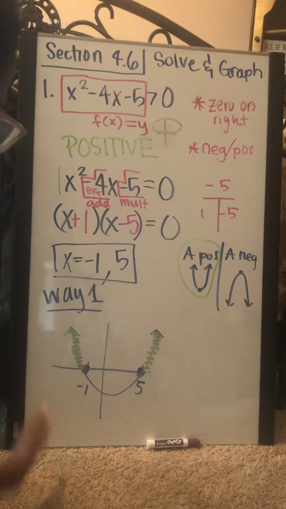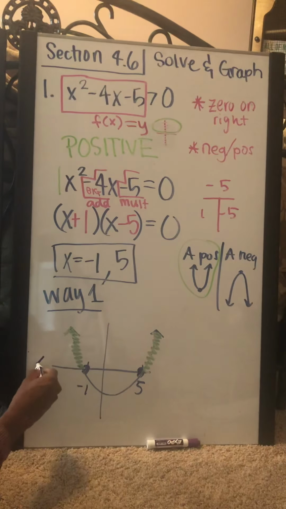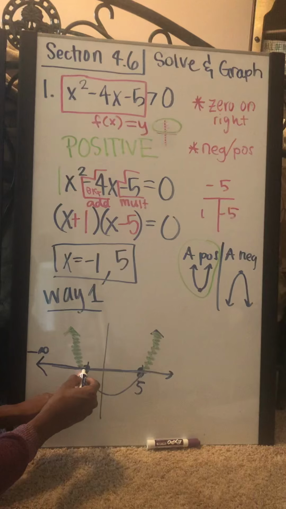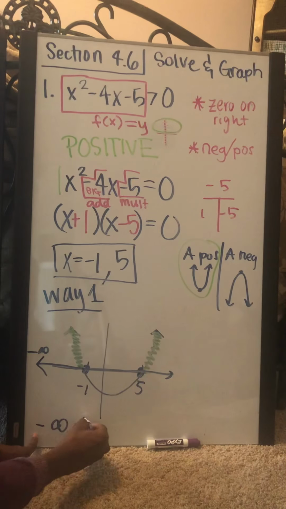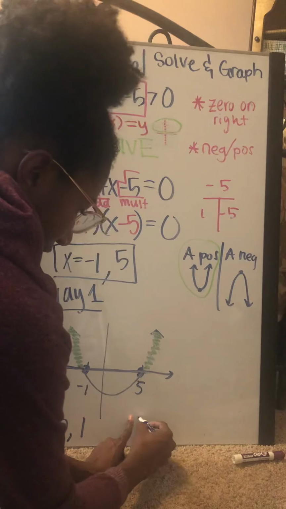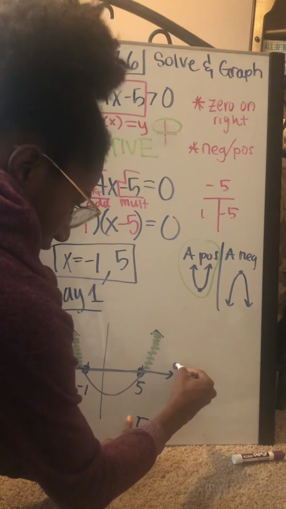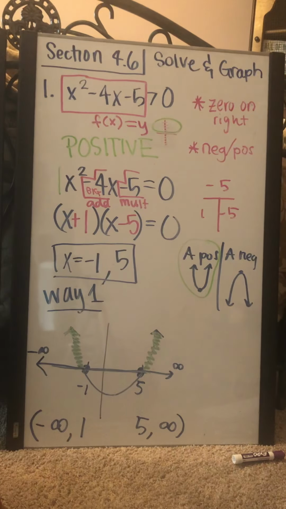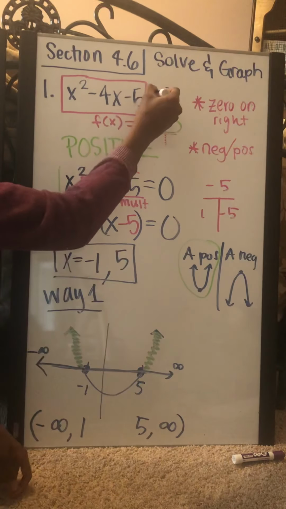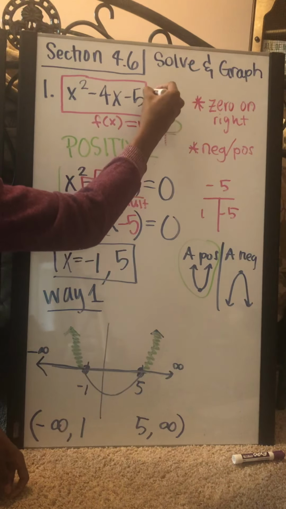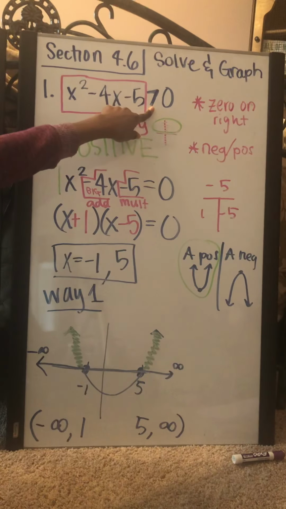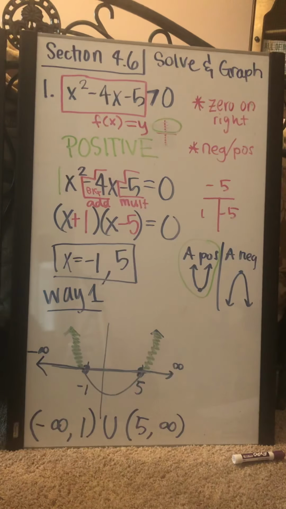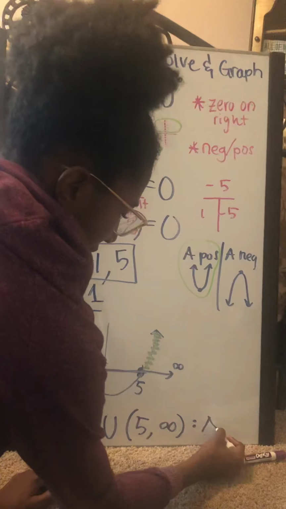So now, if we read this from left to right, focusing only on our x-axis, this goes from negative infinity to negative 1. So I'll write negative infinity to -1. And then we have 5 to infinity. Remember, our infinities always have parentheses, and to determine whether we use parentheses or brackets, we look back at our inequality from the original problem. Because there is not a line there, we are not including the endpoints, which means we use parentheses, and then we separate the two intervals with a union. So this right here would be our final answer.